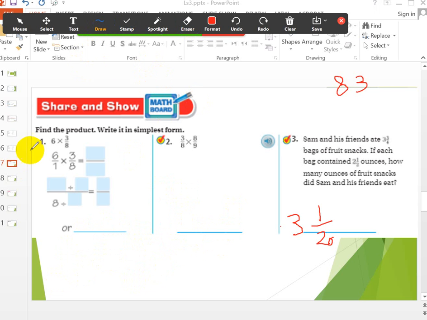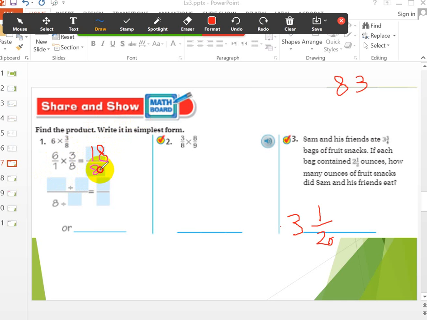So I want to multiply 6 with 3 over 8. You know that if I want to multiply a whole with a fraction, I have to write the whole with the numerator, and the denominator will be the same. If I want to write the whole as a fraction, it will have 1 in the denominator. So it will be 6 over 1 multiply 3 over 8. Now let's multiply numerators and denominators. 6 multiply 3 equals 18. And 1 multiply 8 equals 8.